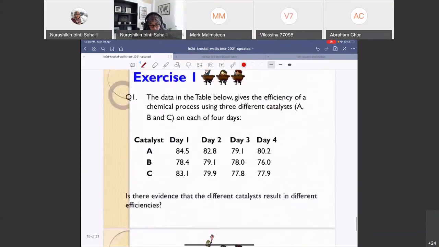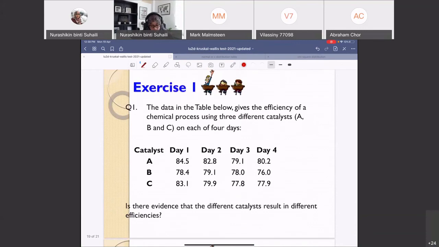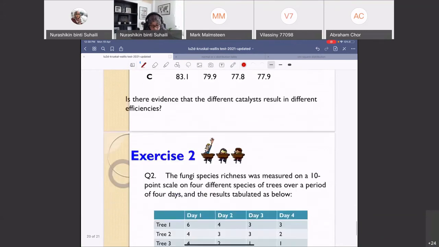There are two exercises for you to do at home, exercise 1 and exercise 2.